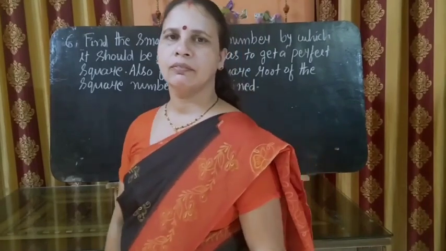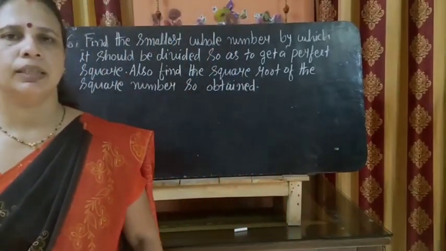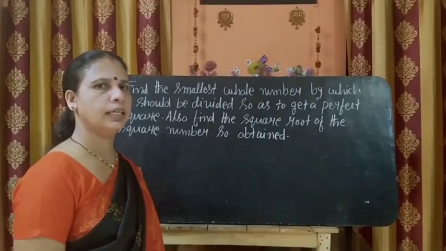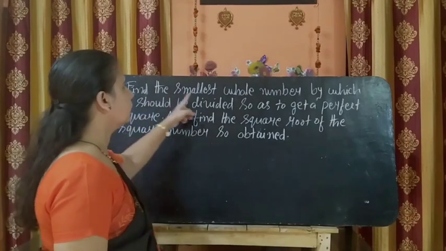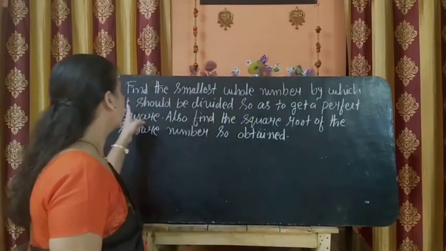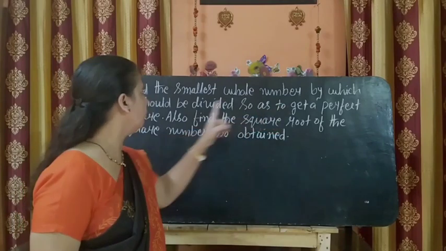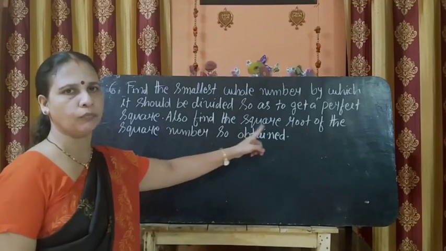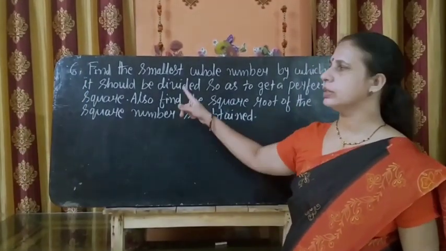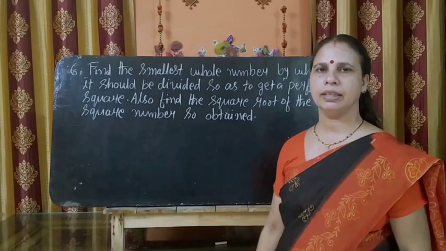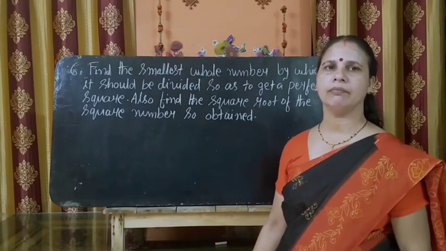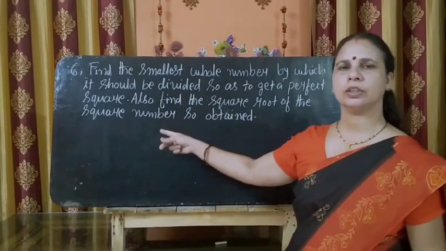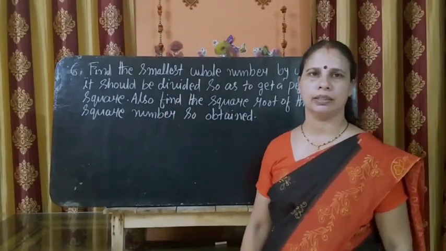We learned the smallest number by which we multiply the given number to get a perfect square number. Here, the question is: find the smallest whole number by which it should be divided so as to get a perfect square. Also, find the square root of the square number so obtained. In this question, if we divide the given number by the smallest whole number, we will get a perfect square number. After that, we have to find the square root of that perfect square number.